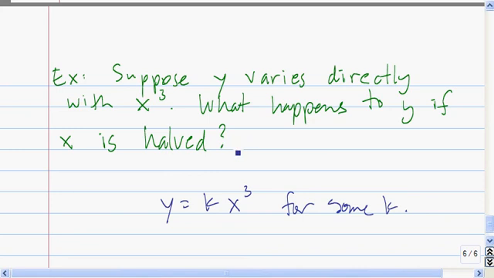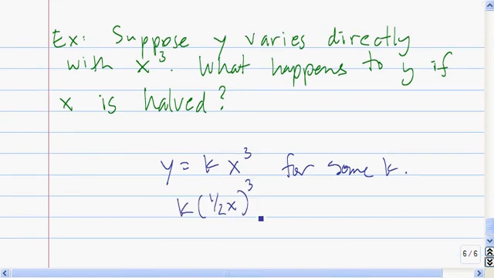So now we should look, so what happens to y if x is halved? So what that looks like it wants us to do is, in place of x, put 1/2 x. So take our x coordinate and halve it and see what happens. All right, so now we have x, so that again means take the x and replace with half of it, and now we're cubing it. So we want to see what the end result was of this new quantity.